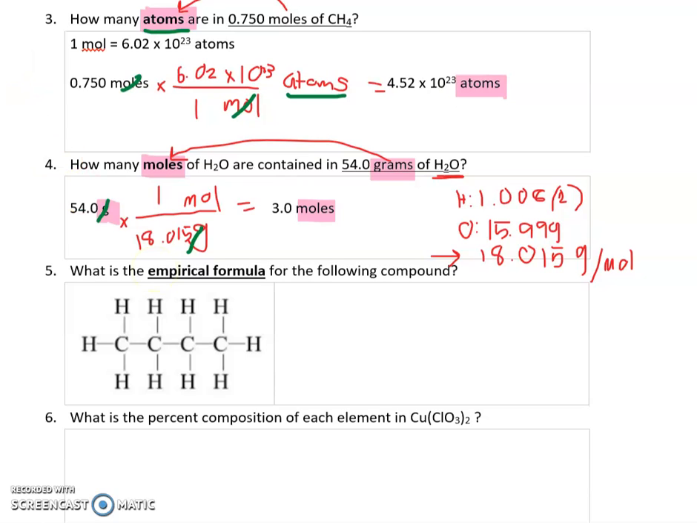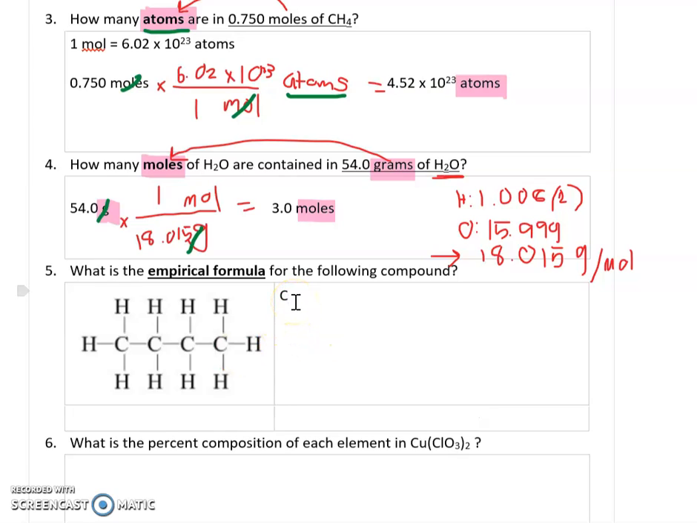All right, this next question is pretty simple. I like it. So all you're going to do is you're going to count each of your atoms. So I have carbon atoms and I have hydrogen atoms. So I have 1, 2, 3, 4 carbon atoms. I have 4 carbon atoms, and I have 1, 2, 3, 4, 5, 6, 7, 8, 9, 10. I have 10 hydrogen atoms.